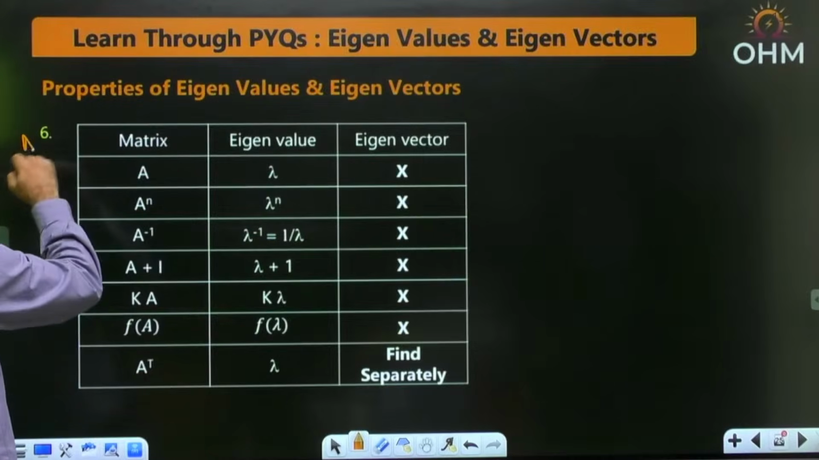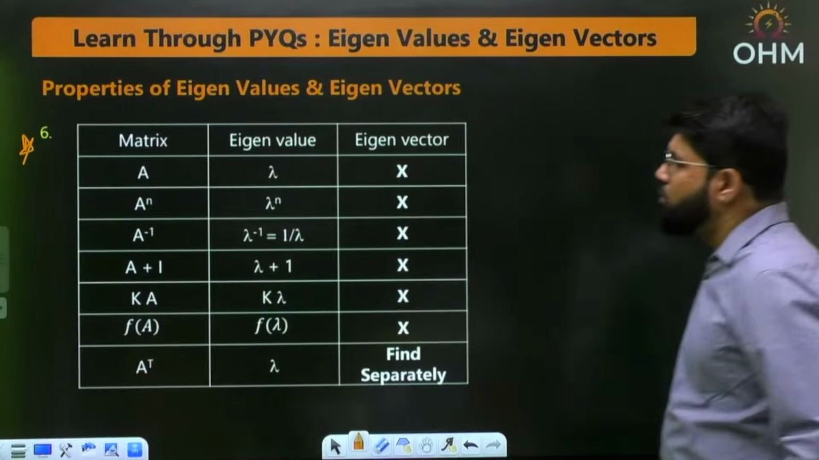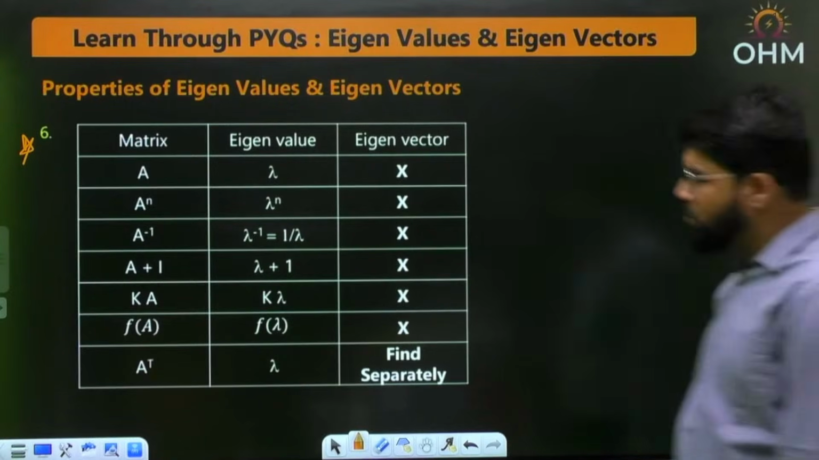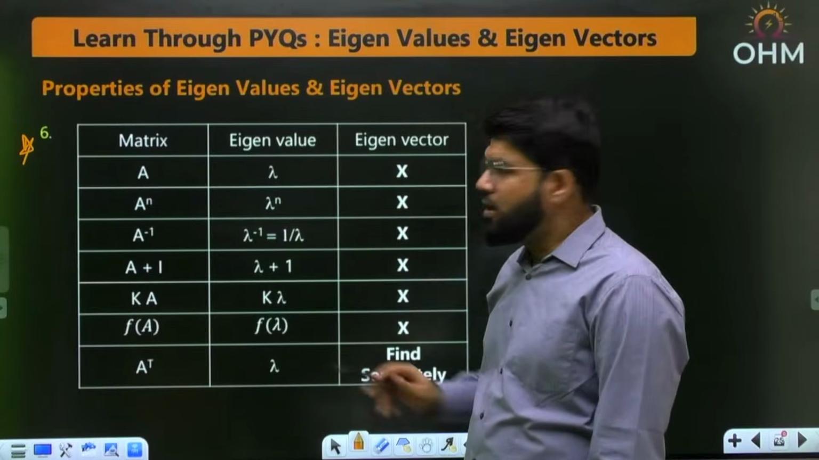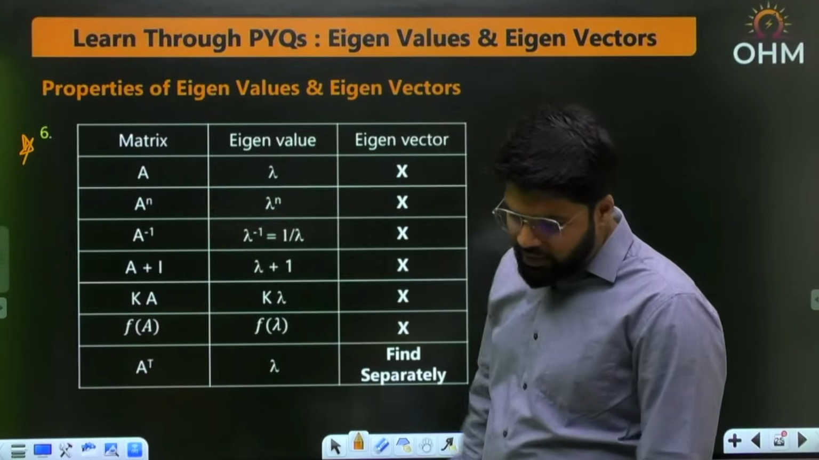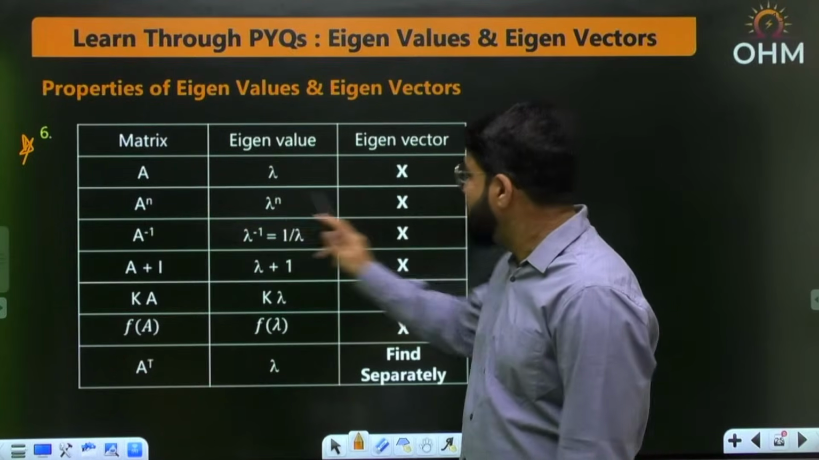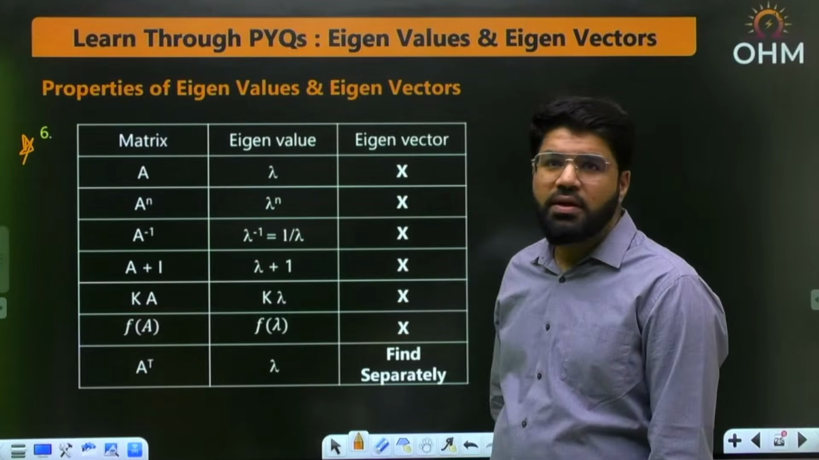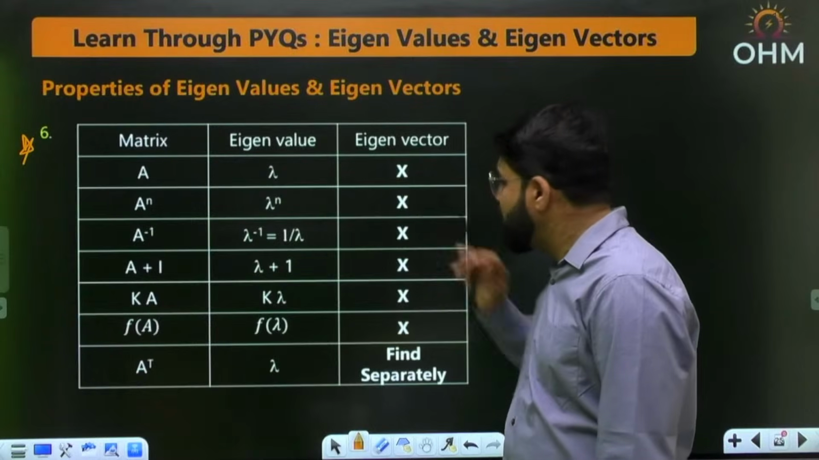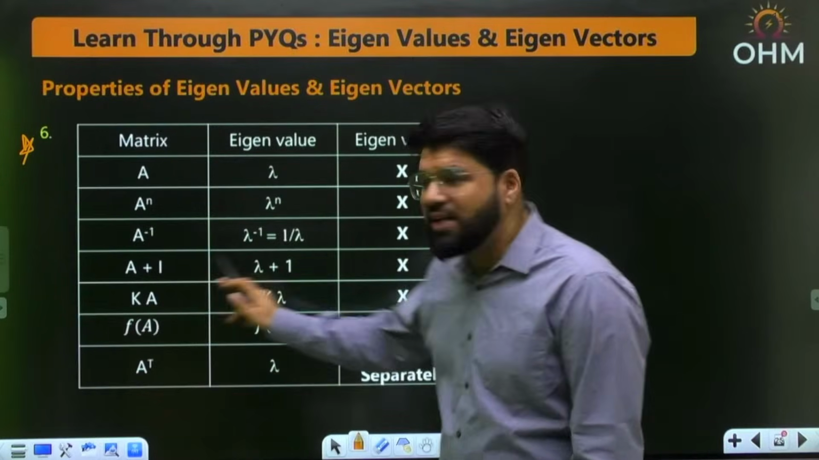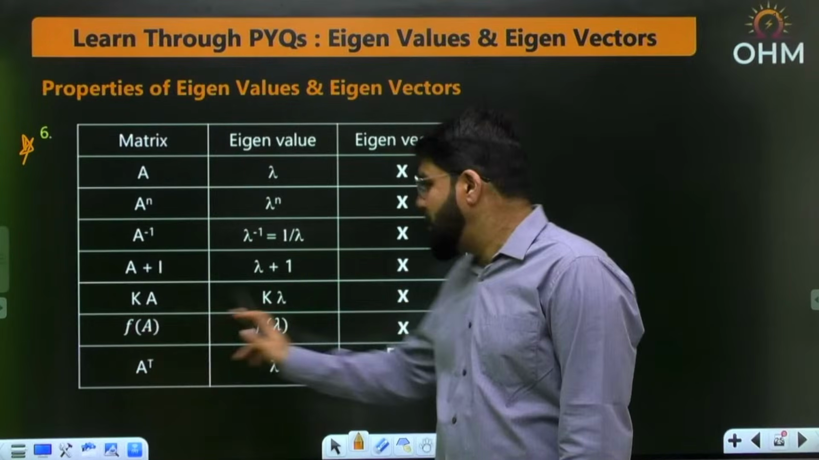Property number 6, a very important property. Have a look into it. A matrix A has the eigenvalue lambda, eigenvector x. Matrix A power n will have the eigenvalue lambda power n with the same eigenvector. The matrix A inverse will have the eigenvalue lambda inverse with the same eigenvector. The matrix A plus I will have the eigenvalue lambda plus 1 with the same eigenvector. K into A, K into lambda.